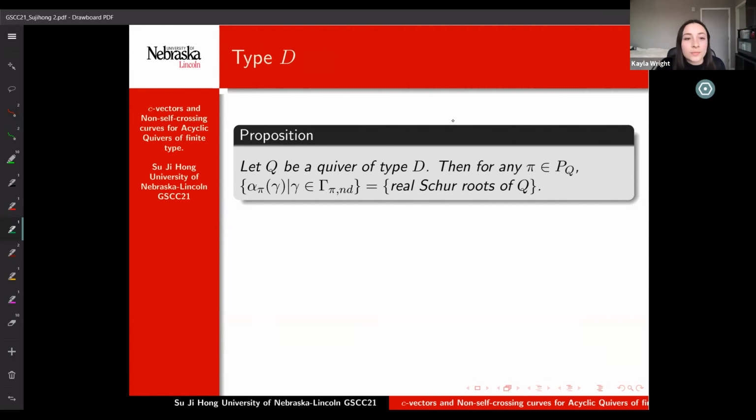Is there any connection between these non-self-crossing curves and the surface model for cluster algebras in these types? Not that I know of. It seems to be very different from the surface types, like the arcs they were looking at in the surface.